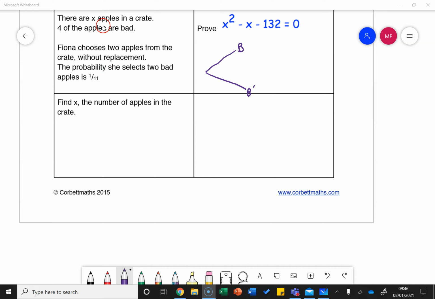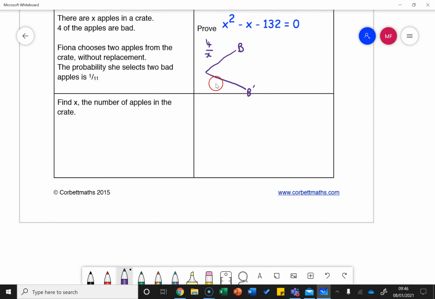So it's either bad or not bad. So that's bad. Now, when we have the opposite of this one, we often use a little dash. So that's bad. This is not bad. And that's just an abbreviation because we're so lazy as mathematicians. Now, the chance of a bad apple, well, 4 of them are bad, and there are x in the crate, so it must be 4 out of x.